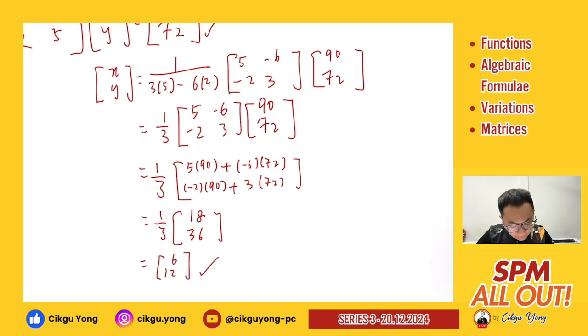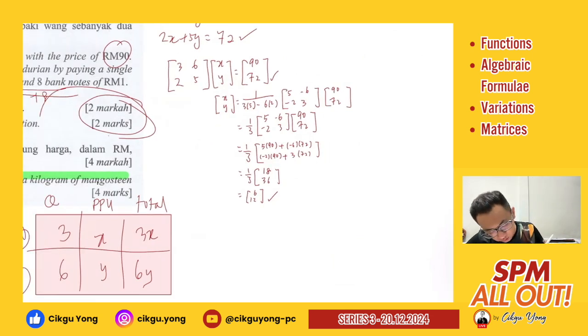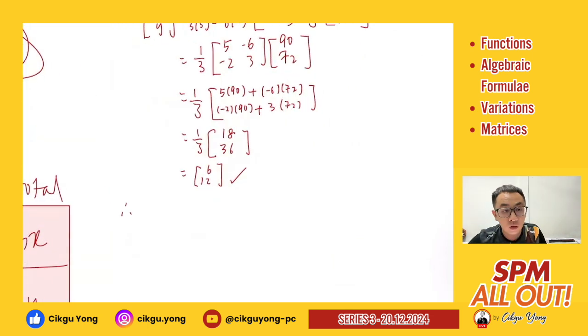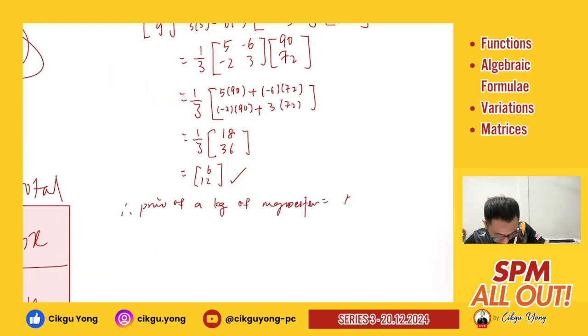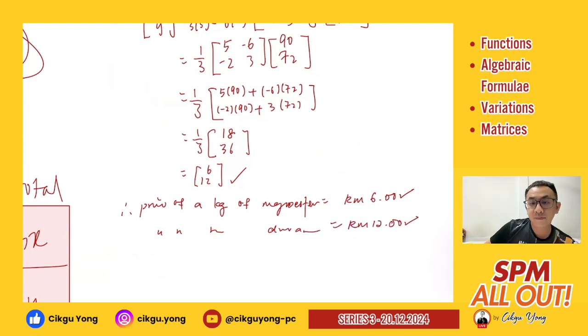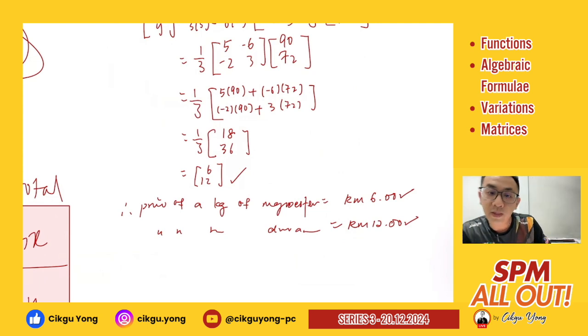Once you have done this, again, find your conclusion, right? Price of a kg of mangosteen is RM6. Then price of a kg of durian is RM12. And that's it. Alright, so generally these are the ones that we have covered.